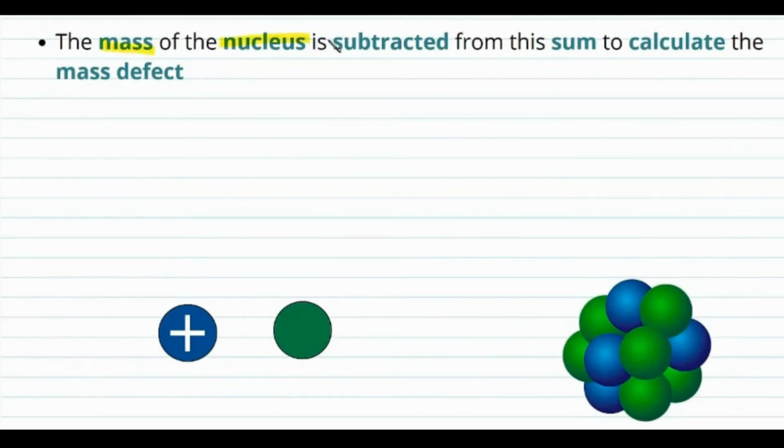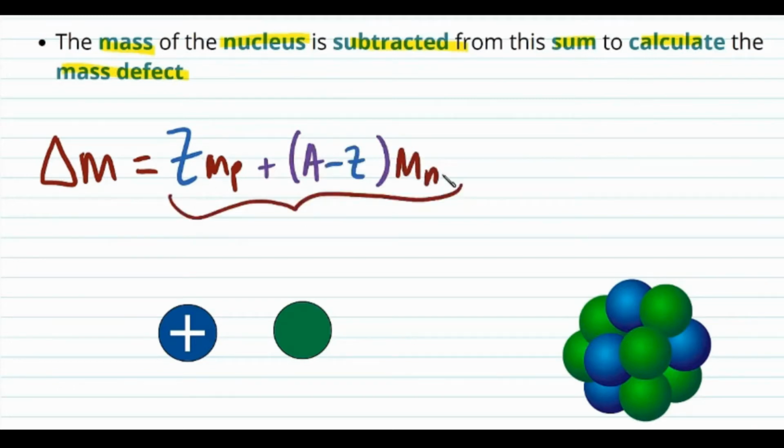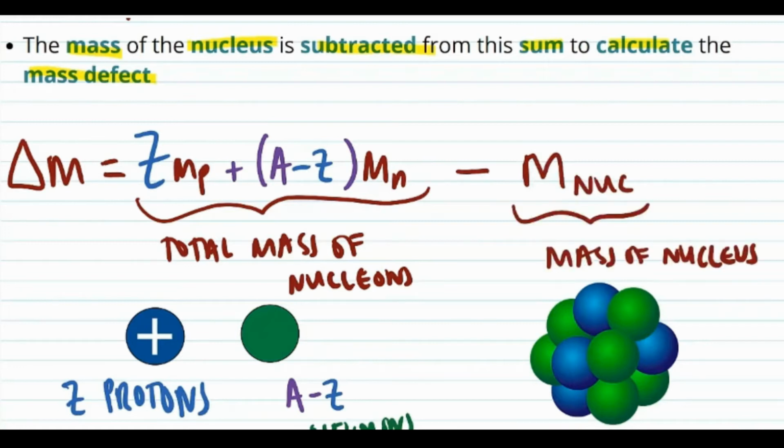The mass of the nucleus is subtracted from this sum to calculate the mass defect. So we can write out our formula for the mass defect as delta M equals Z times the mass of a proton plus A minus Z times the mass of a neutron, which makes up the total mass of the nucleons making up the nucleus, minus the mass of the nucleus.